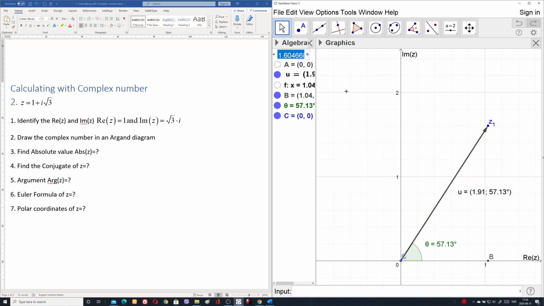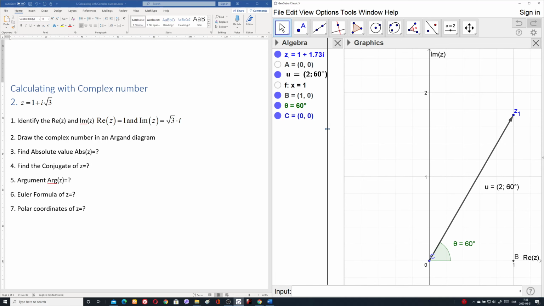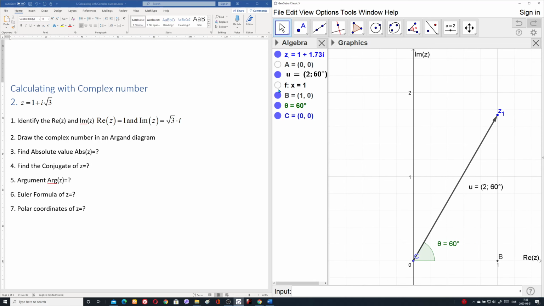The equation here is 1 plus square root from 3, multiplied by i. So let me see if it's okay now. Yes, it is. The square root. This length now is 2. This length is 1, and this length is square root from 3.